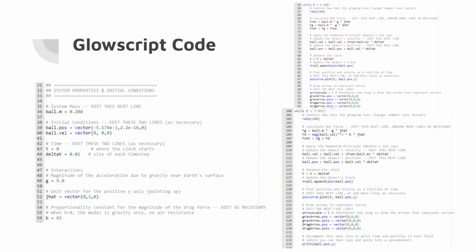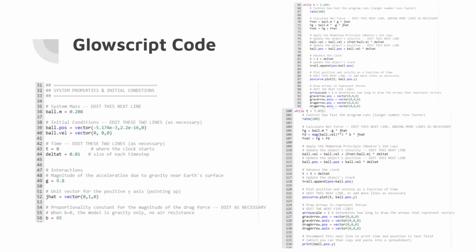Here is the GlowScript code that I used for this lab. I used Lab 2's code as a model. I changed the mass to 0.208 kilograms, which is the average mass of a slinky. I changed the position vector to the initial position of the slinky, and the velocity vector to 0 since it starts from rest. I found B to be equal to 65, which I used the guess and check method to find. To the right, you can see the two while loops that I used.